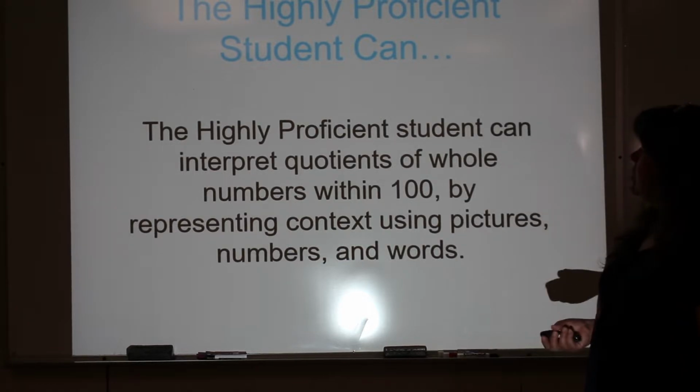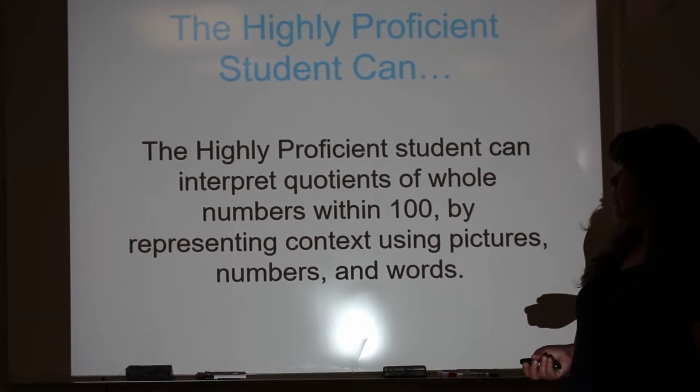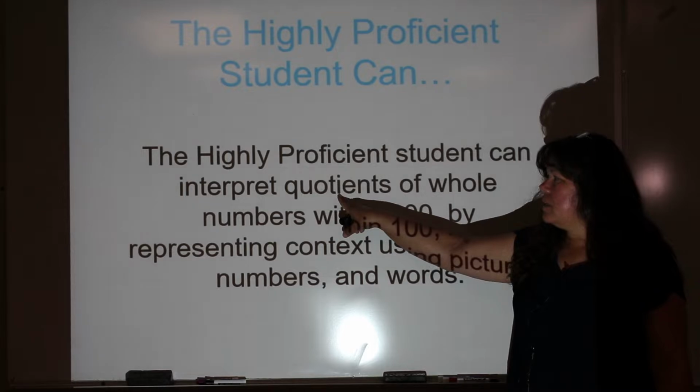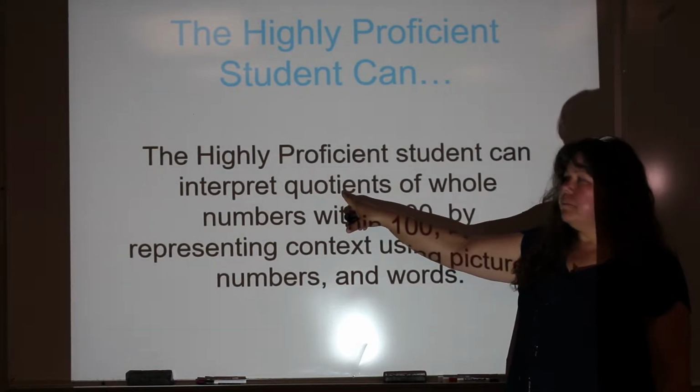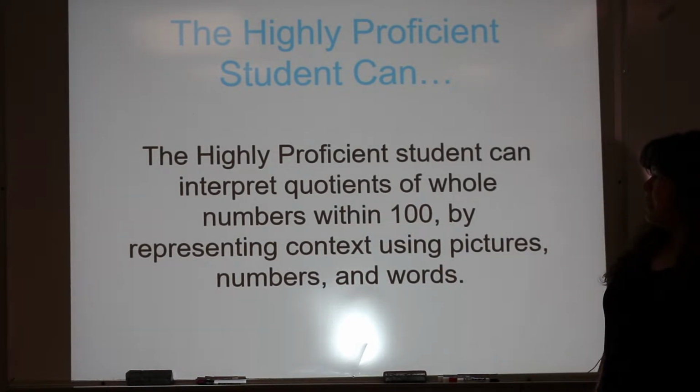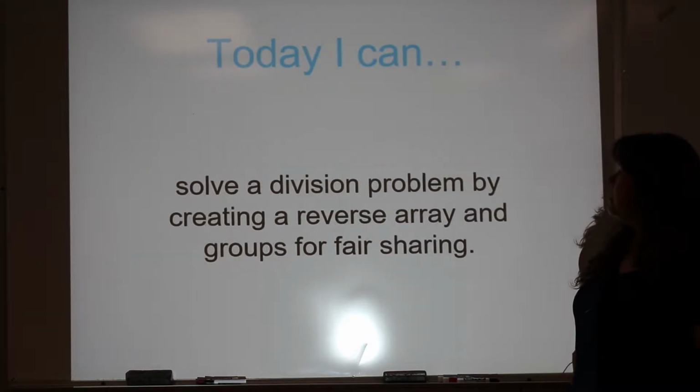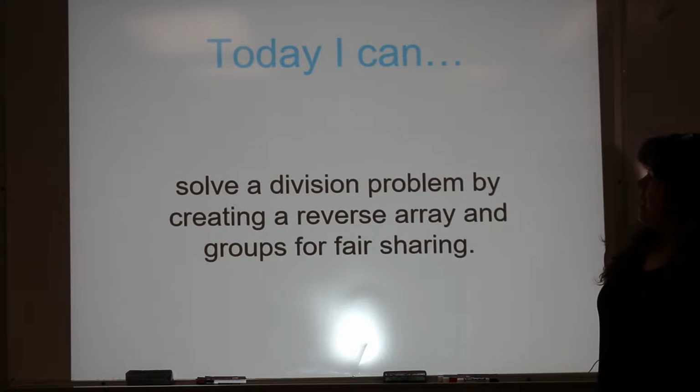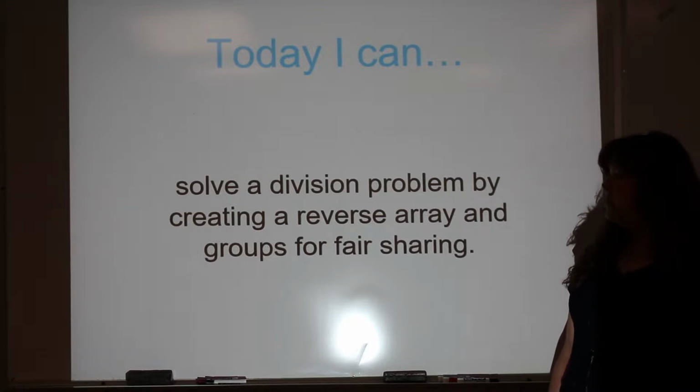So the highly proficient student can interpret quotients. Quotient is your answer to division of whole numbers within 100 by representing context using pictures, numbers, and words. So today I can solve a division problem by creating reverse arrays and groups of fair sharing.